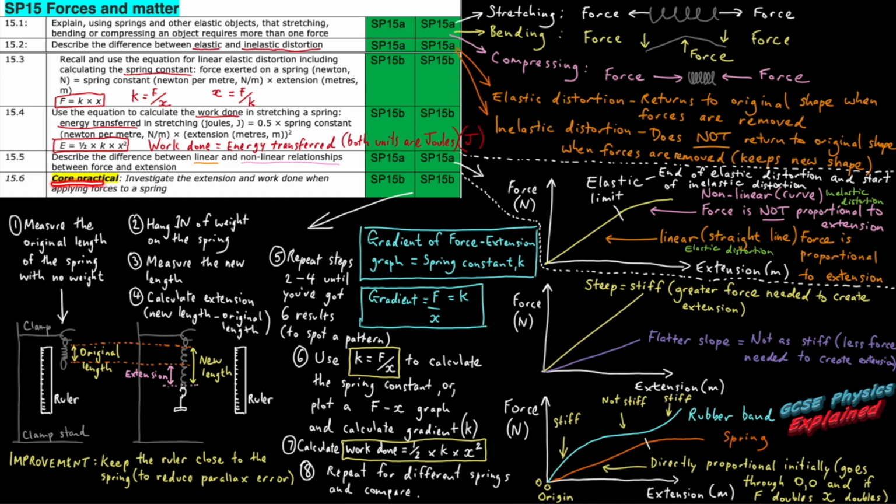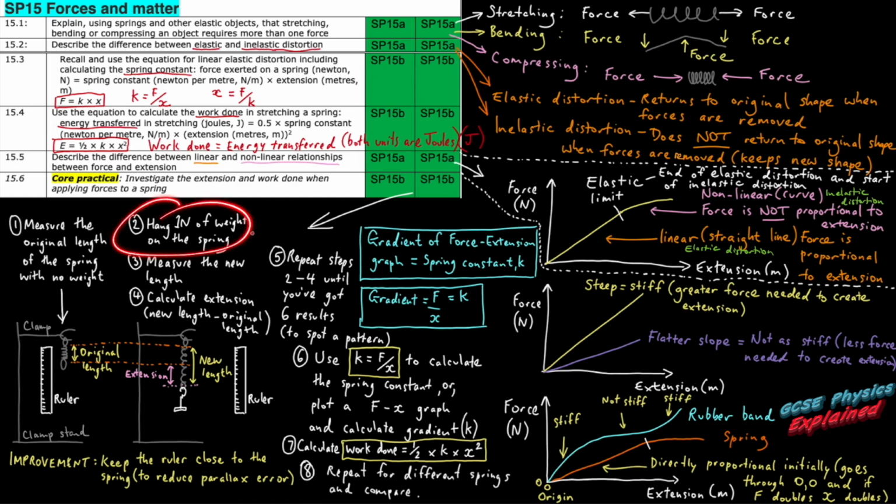Right, and the last bit is core practical, so this is important. This could be the 6 marker. Investigate the extension and work done when applying forces to a spring. Right, so tell the examiner you'd measure the original length of the spring when there's no weight on. So get a clamp stand, get a clamp on the stand and hang your spring on it. Now you'd have to put a ruler next to it and get the original length of that spring when there's nothing hanging on the end.